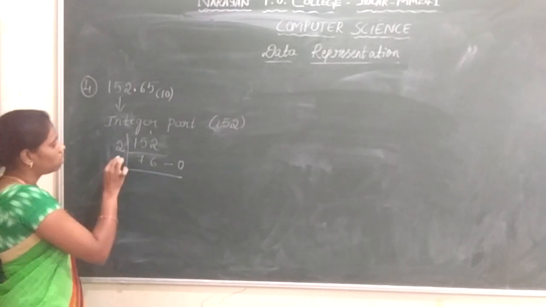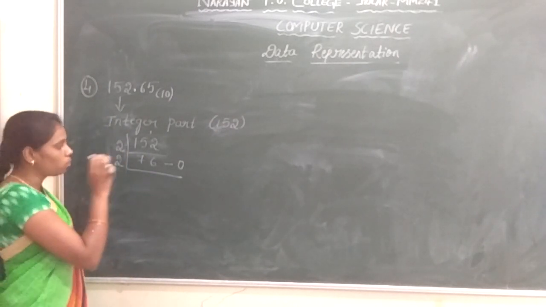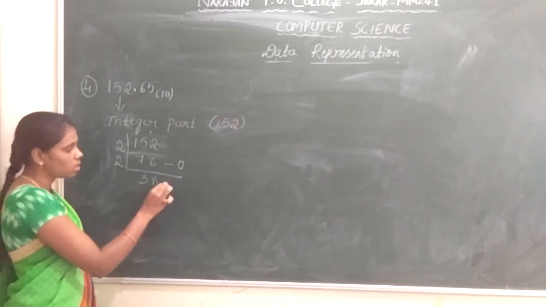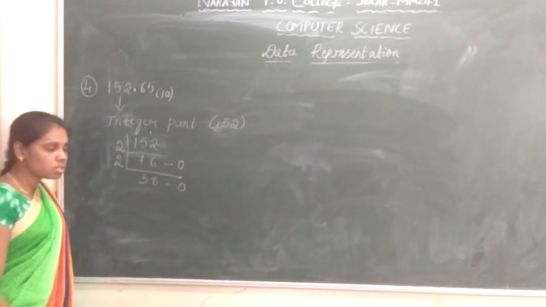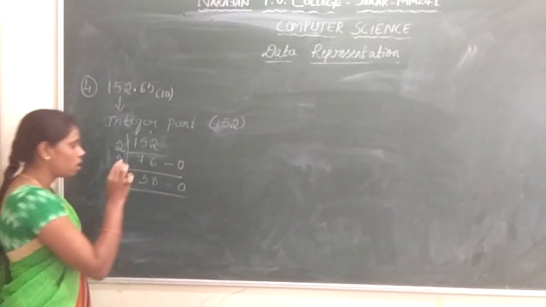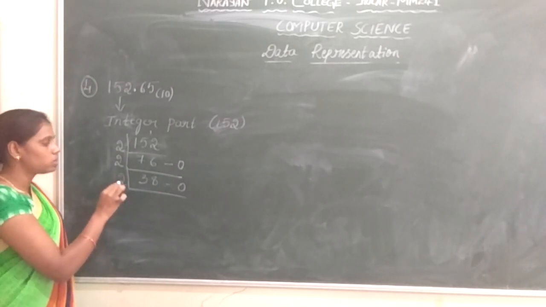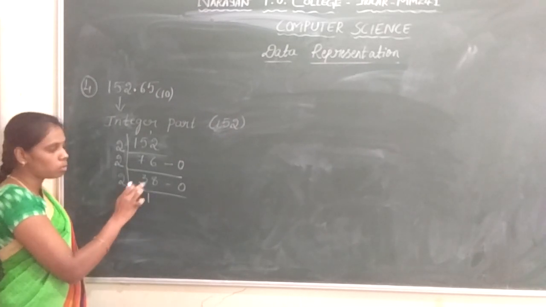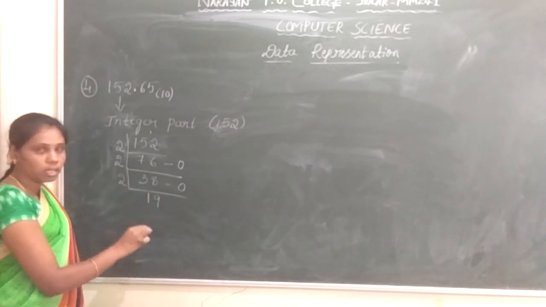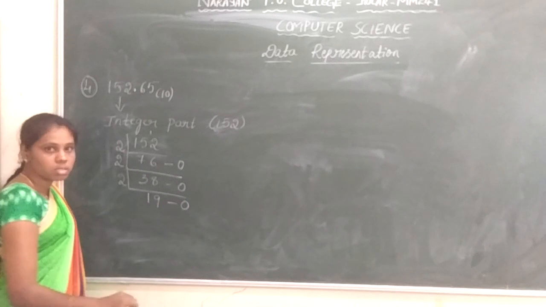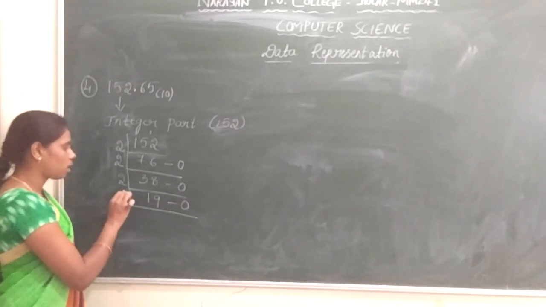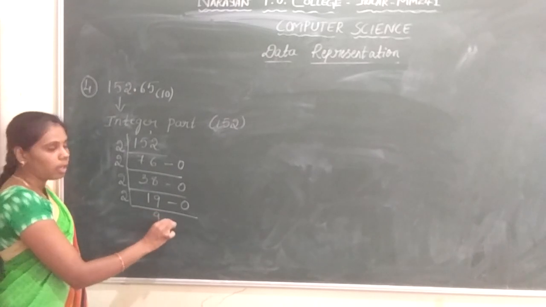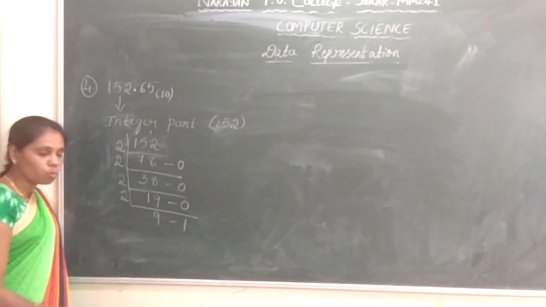Now again divide by 2. 2 3s are 6 and 2 8s are 16. So the remainder is 0. So divide 38 by 2. So 2 1s are 2. 2 9s are 18. Remainder is 0. Again divide by 2. 2 9s are 18. The remainder is 1.